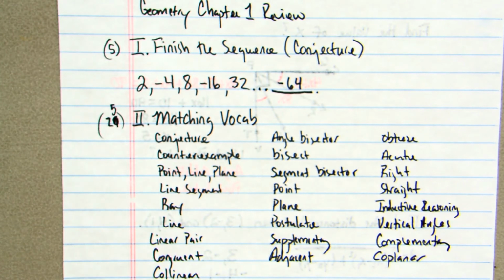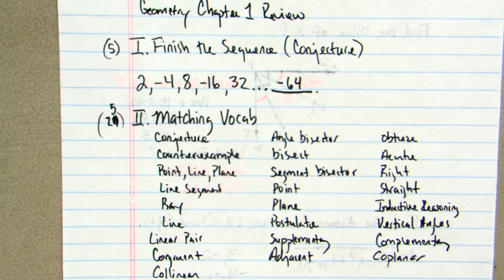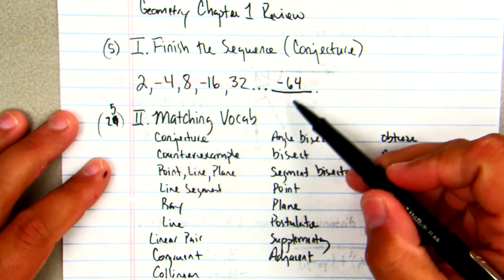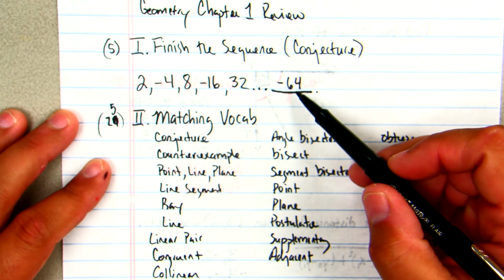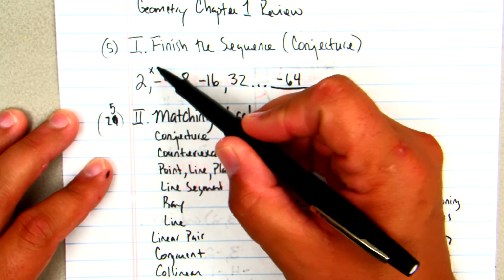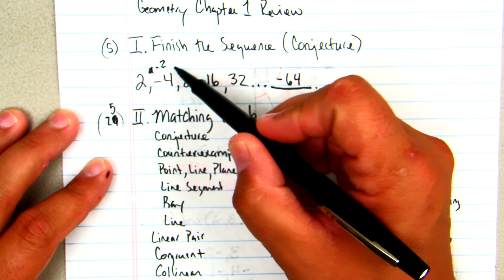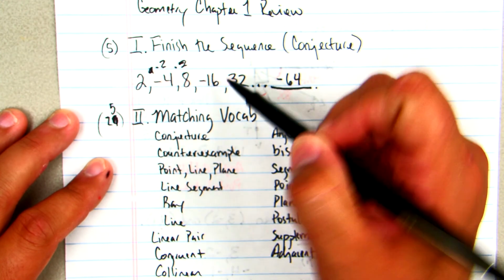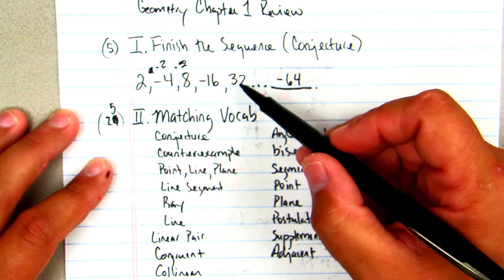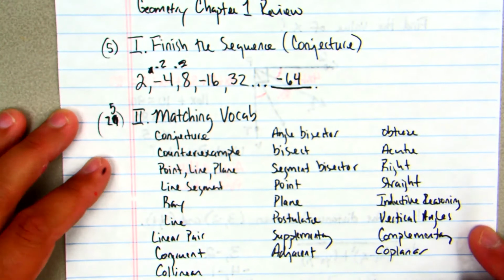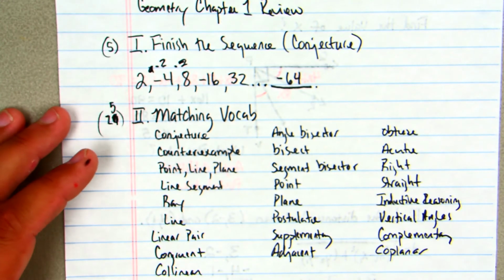You're going to make a conjecture based on a sequence, finding the last term that I asked you to find. The problem we went over today was 2, -4, 8, -16, 32, and then we found the last to be -64. We had multiplied every one times -2. So times -2, times -2. So when we got to 32, it was 32 times -2, and that's how we got to that answer.